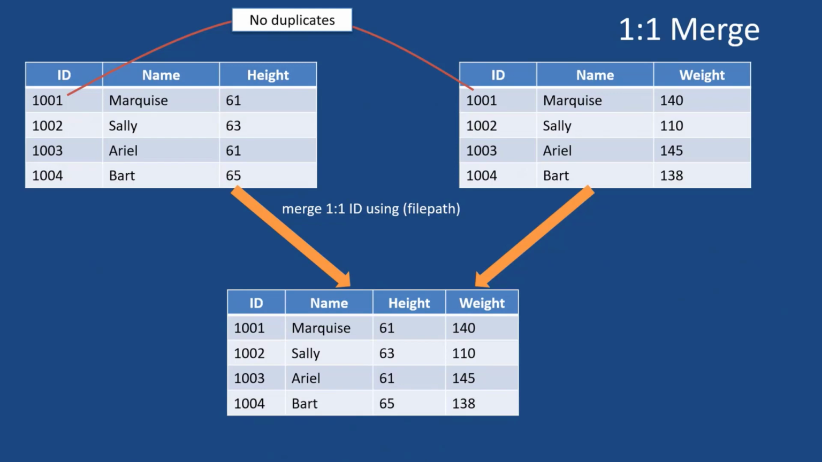Basically, you're telling Stata: okay, Marquise weighs 140 pounds. Go over to the first data set and add weight so that Marquise shows to be 61 inches tall and 140 pounds. Now go on to the next one: Sally is 63 inches tall. How much does Sally weigh? Go to the other data set. There's Sally, she weighs 110 pounds. Put that together. Stata does that really fast, and it would get you a data set that looks like the one on the bottom here. That's when there are no duplications in either your using or your master data.